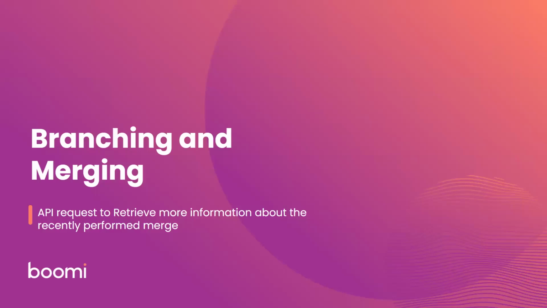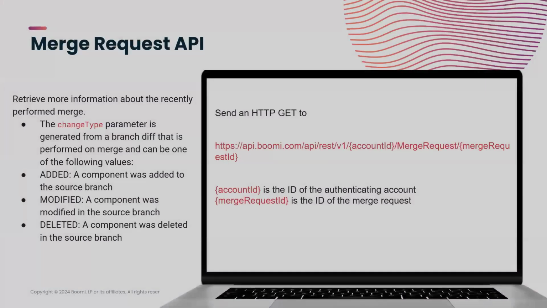In this video, let us see how to make an API request to retrieve more information about the components that were merged through an API call with the merge request object. This is the merge request object. We need to provide the merge request ID as a parameter and perform an HTTP GET action on this particular URL. Here, account ID is the platform account ID where the merge happened, and the merge request ID is nothing but the ID of the merge request.